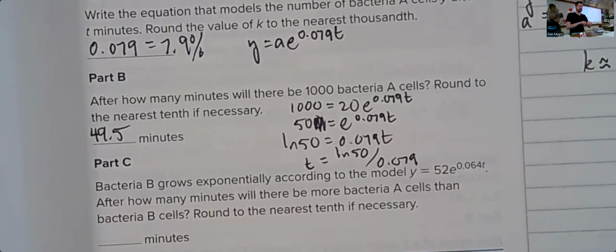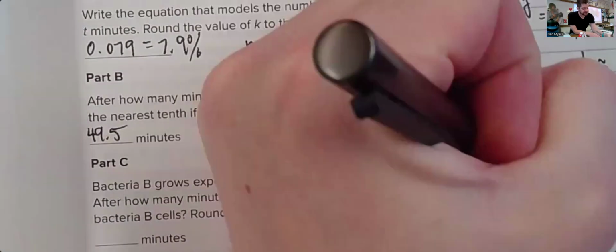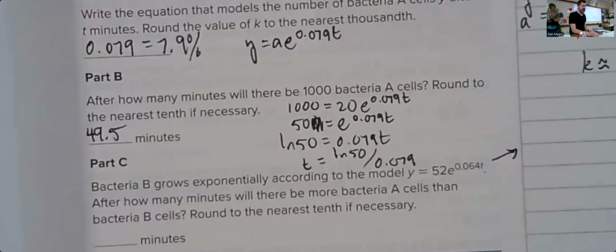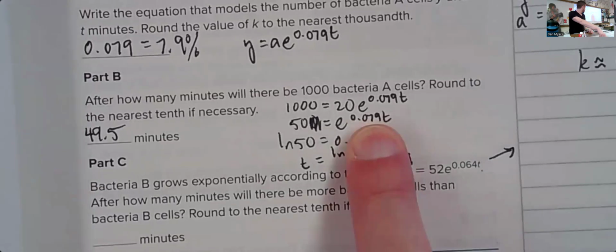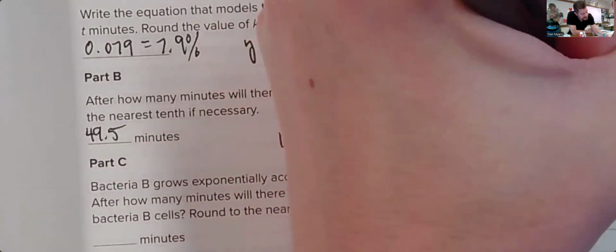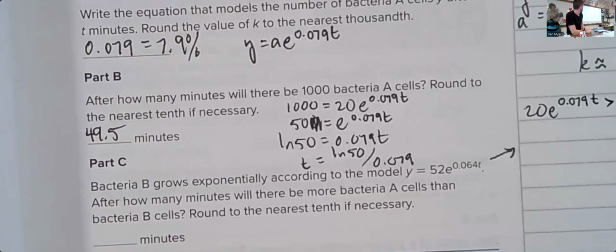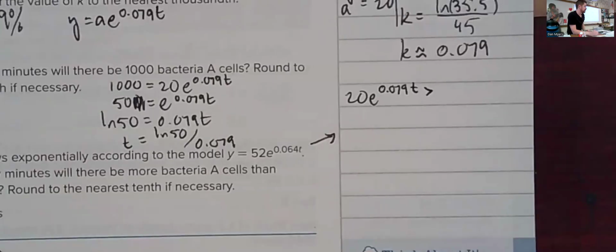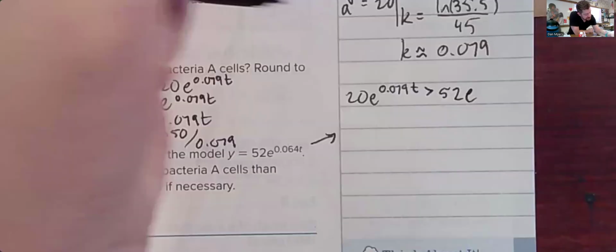Okay, so I'm just going to do this one off to the side here. Bacteria A is this one here, 20 e to the 0.079 t. So we're going to find out, 20 times e to the 0.079 t, when will that be more than, just like the population question, when would Florida surpass California? How long is it going to take for A to pass B? Is greater than 52 e to the 0.064 t.